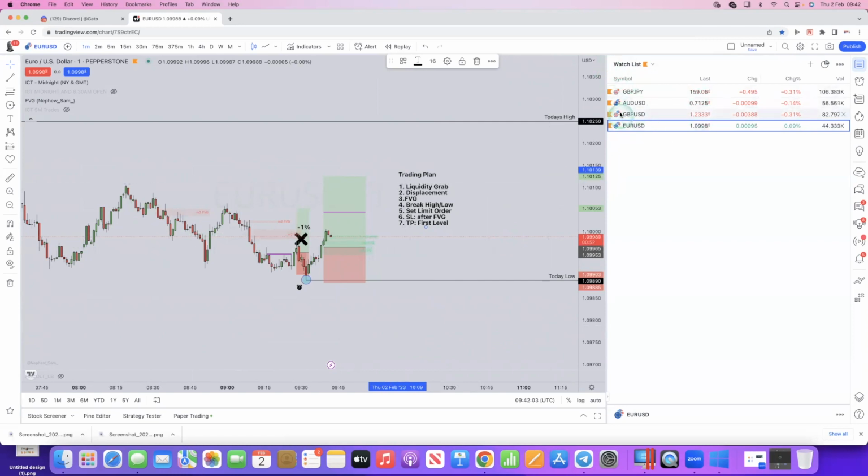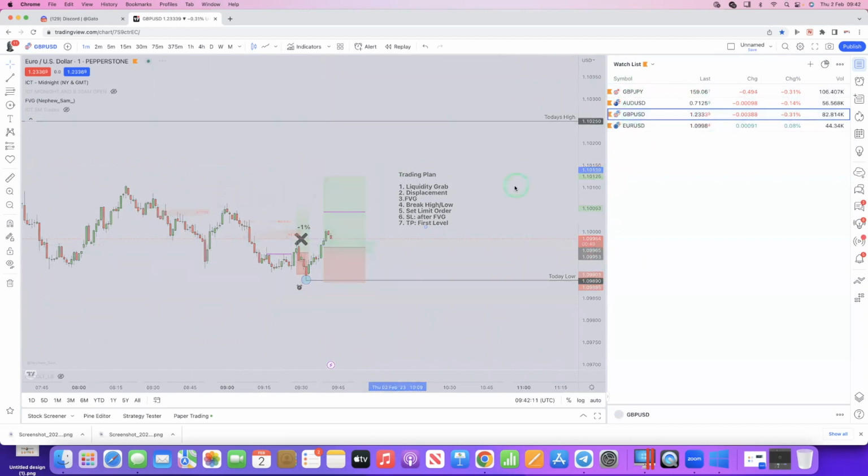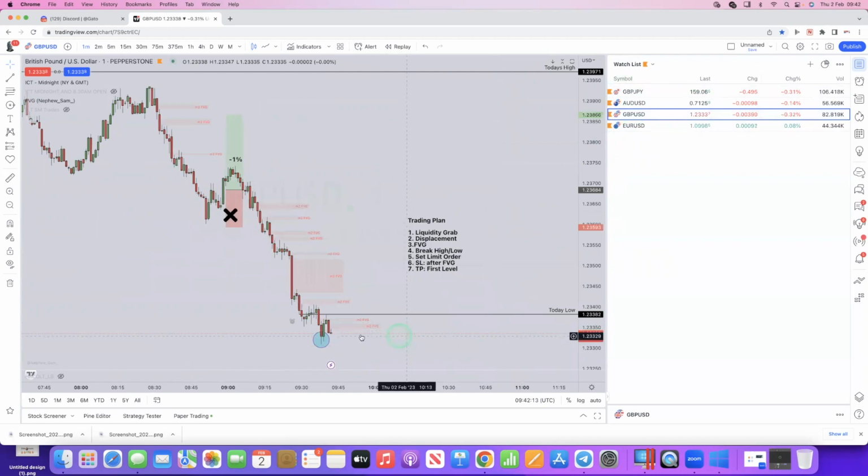So as we go onto these 4 pairs again, starting from the bottom, the Euro USD looks like we're going to come and get that entry. It's starting to pull back a bit. The GBP USD, it's got the liquidity grab, but displacement's not coming in.